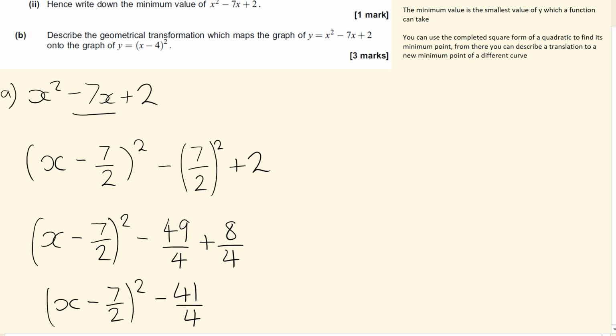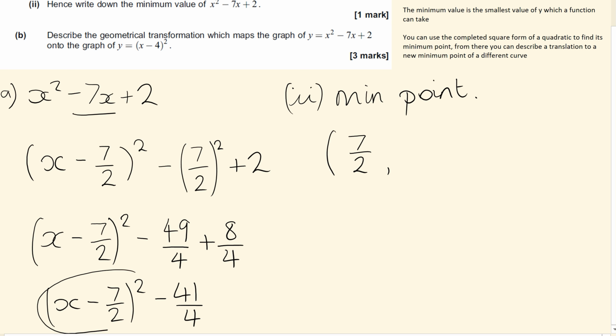Now part 2 says, hence find the minimum value of this function. If we're thinking about this quadratic itself, it has a minimum point. The smallest value that this function can take is when x minus 7 over 2 squared is the smallest it can be, i.e. 0, because if you square a number, you're going to get either a positive number or 0. So the smallest x value is 7 over 2, and the smallest y value, when this thing here is equal to 0, is minus 41 fourths or 41 quarters.